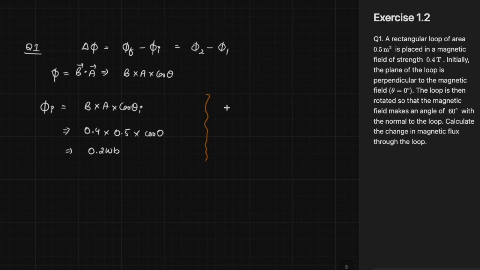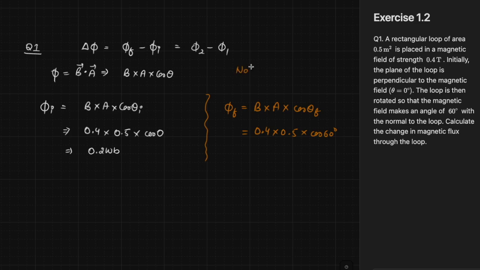So I'm now calculating phi final. The formula will be the same: magnetic field times area times cos, but the angle is now changed. So I will say theta final we are talking about. What will be the value of B? It will be the same, it is not changing. Area we are also keeping the same, but the angle is changed because the loop is then rotated so that the magnetic field makes an angle of 60 degree with the normal of the loop. It means the angle we can directly put here as 60 degree.